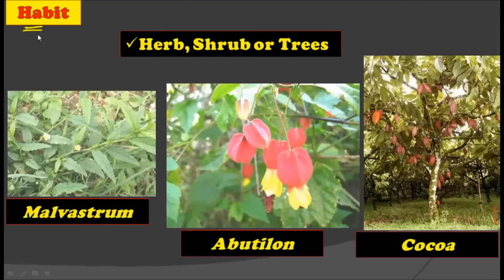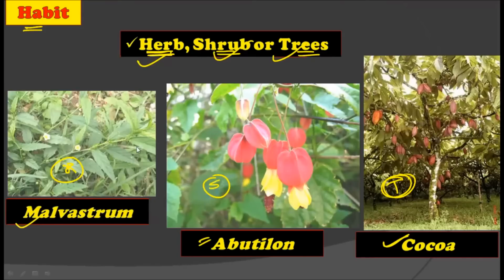Now let's learn about the habit of Malvaceae family members. The members or the plants of the Malvaceae family show all three habits. That is, they may be herbs, shrubs, or trees. As you can observe here, this is the Malvastrum plant showing the herb habit. Then this is the Abutilon showing the shrub habit, and this is a cocoa plant which belongs to the Malvaceae family showing the tree habit. So herb, shrub, and tree, all three kinds of habits are present in the Malvaceae family.